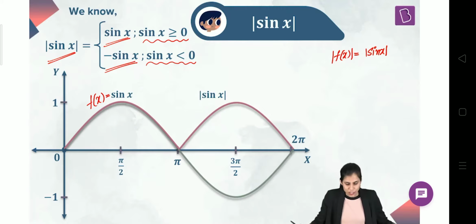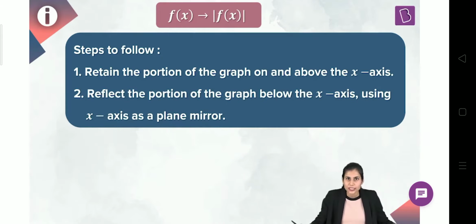Do you understand? So if I generalize, what can I say? That in the graph of f, if you retain the portions which are on and above the x-axis and you vertically flip the portions which are below the x-axis, you are going to end up getting the graph of mod of f of x. Easy, right?